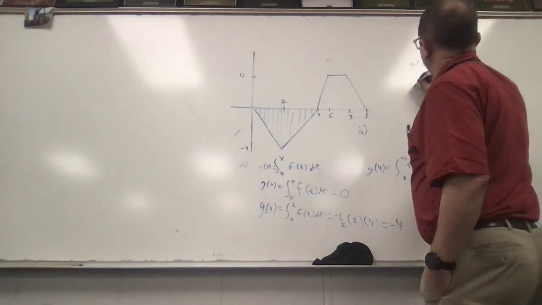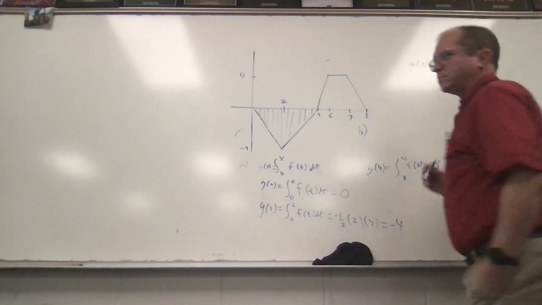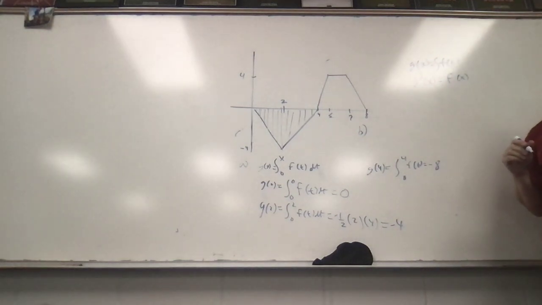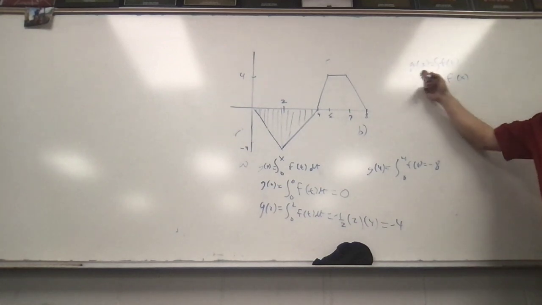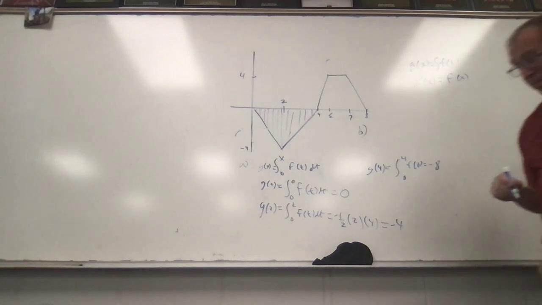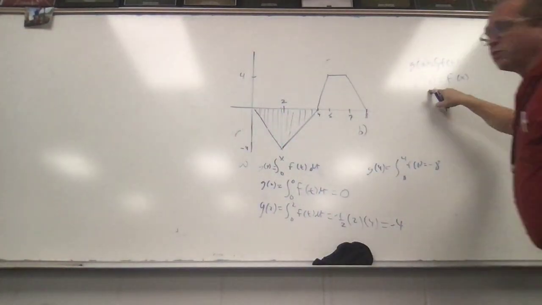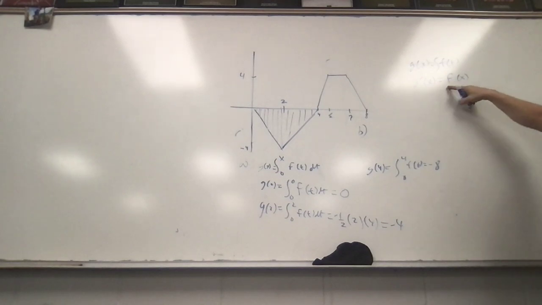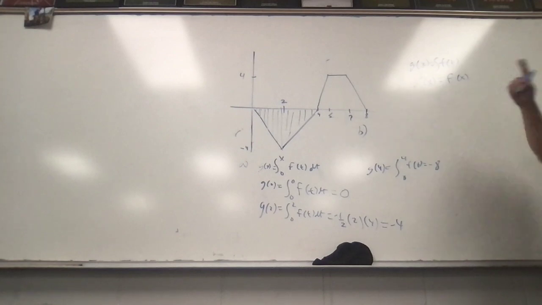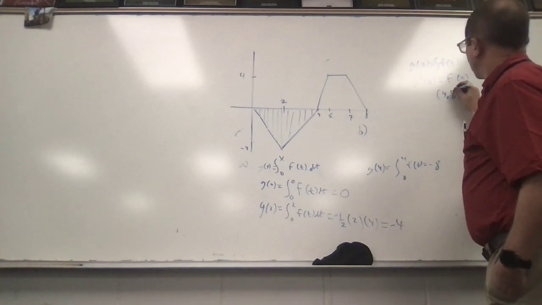So g prime of x is equal to f of x. Does that make sense? The derivative of the antiderivative is the function itself. So if I want to know where g prime is increasing, really what I want to know is where is f of x positive? Well, where is f of x positive? From 4 to 8.